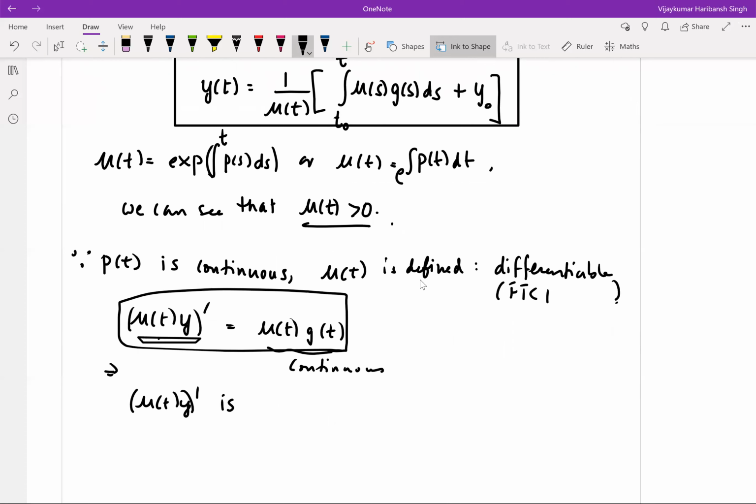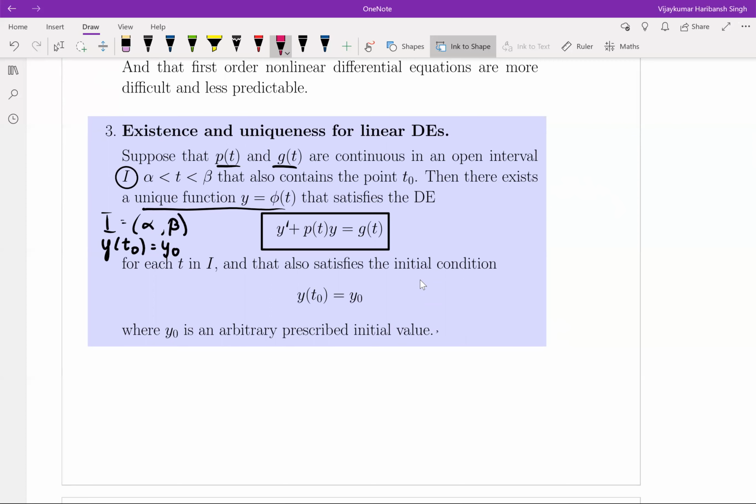Now, let's look at this theorem once again. This theorem said the following: if you take a first order linear differential equation and your P of t and G of t both are continuous on some interval I, let's say given by alpha and beta, then you can find a solution to this differential equation which satisfies y of t naught equals y naught. This t naught should be from the interval I.